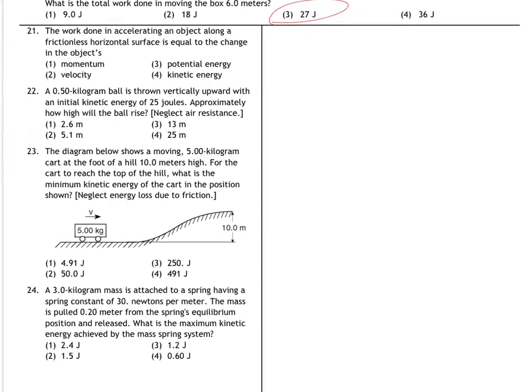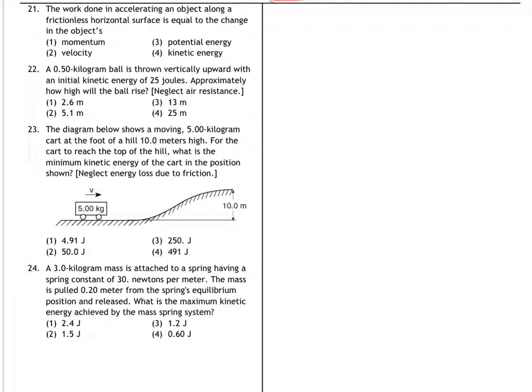And the next question, they want to know the work done in accelerating an object along a frictionless horizontal surface. That would be equal to the change in the object's kinetic energy, just as we have discussed. So if we have a 1/2 kilogram ball and we throw it up in the air with an initial kinetic energy of 25 joules, it's possible to figure out how high the ball will rise if we understand that the 25 joules of kinetic energy that it begins its flight with will be converted to potential energy. And then working backwards from there, we can figure out the height that the ball is at.